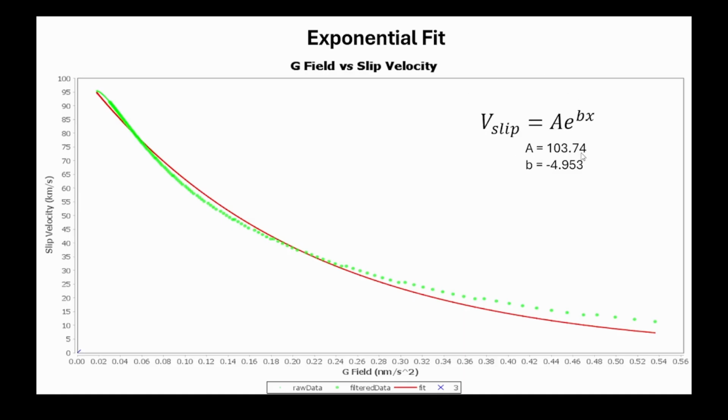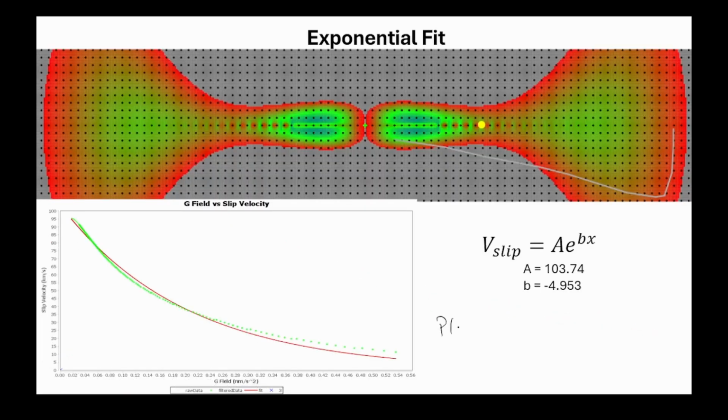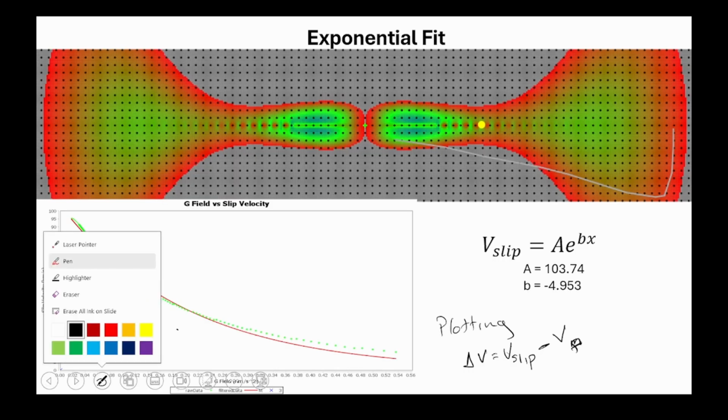So now we have this artificial fit, or approximation, to the slip velocity that's dependent on the gravitational field. And we can look at all of the data and see where this equation, this v slip, actually equals the flow velocity of the galaxy from measurements. So we're going to look at that. Essentially plotting, I guess we'll call it delta v equals v slip minus v flow.